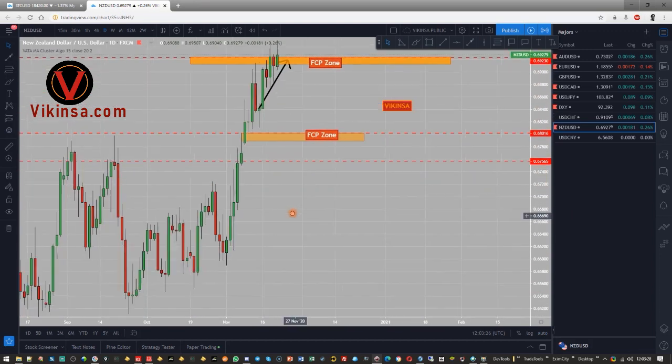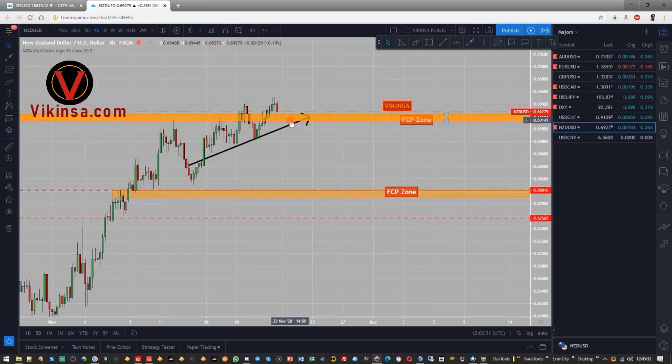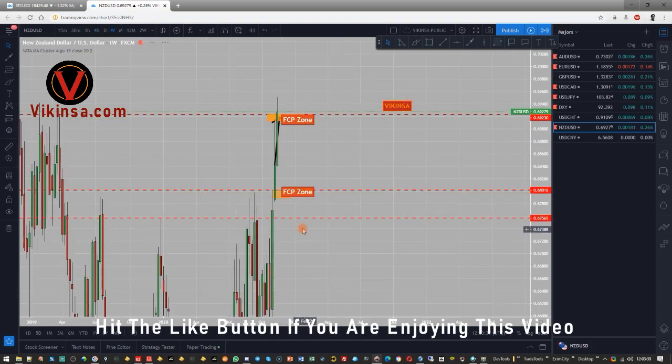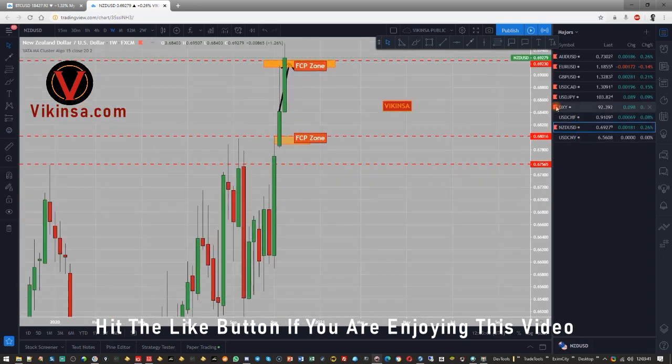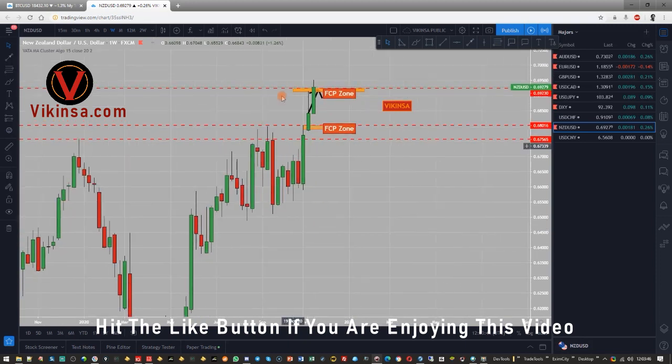I'm looking for a short on NZDUSD, and for that I'll have to go to the 4-hour time frame to see what's going on. By the way, if you think that this FCP zone has been broken, no, it is not, because we were looking at it on a weekly time frame. In here, the market was supposed to come in here.